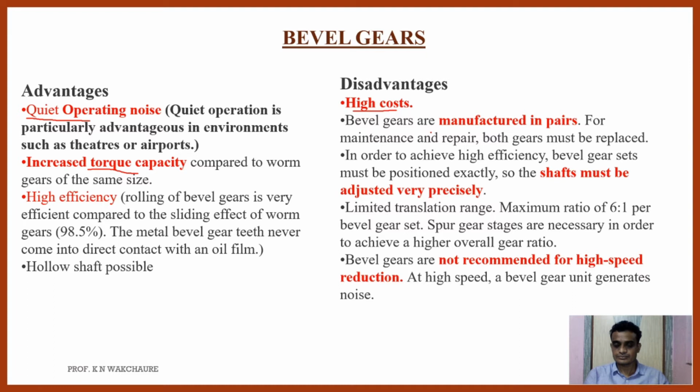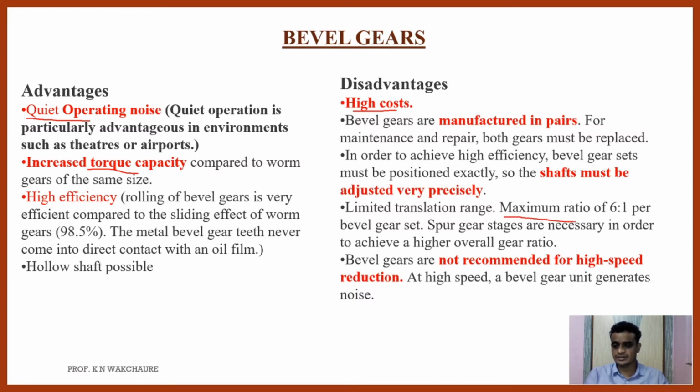If one of the teeth of a gear fails, we need to replace both the gears, both the mating gears, which again adds to the cost. In order to achieve higher efficiency, the shafts must be adjusted very precisely. They must be aligned in position very exactly. Only after that will we get the uniform velocity ratio and the maximum efficiency.